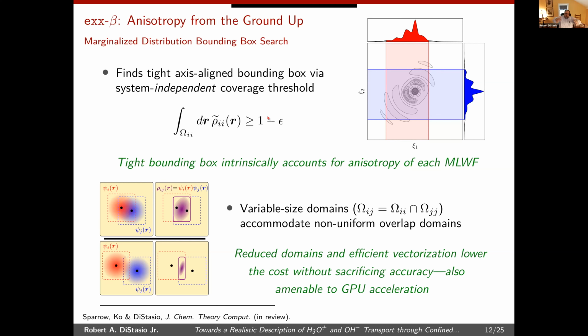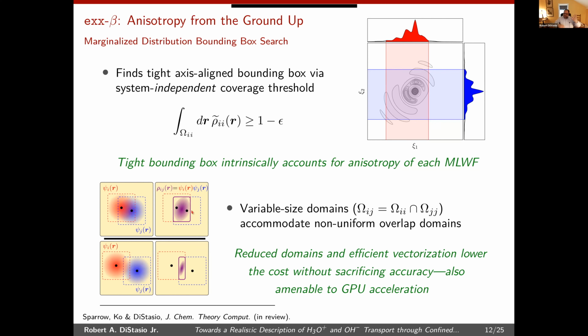And now we find the box using a marginalized distribution bounding box search. It's a novel algorithm that came out of my group, basically a Lebesgue integral that one does to find the box that will encompass the orbital tightly. And in doing so, it intrinsically accounts for the anisotropy of each MLWF. So we know exactly where the MLWFs are, and we know their shape. Now, with that being said, we know exactly where they overlap.